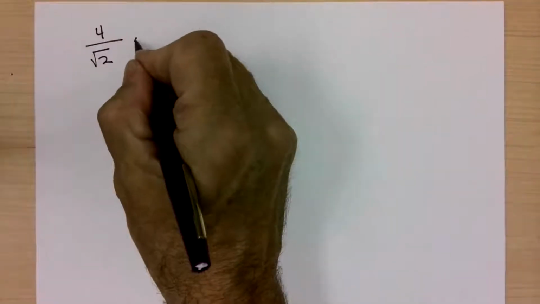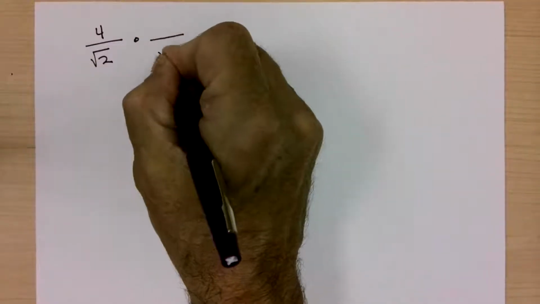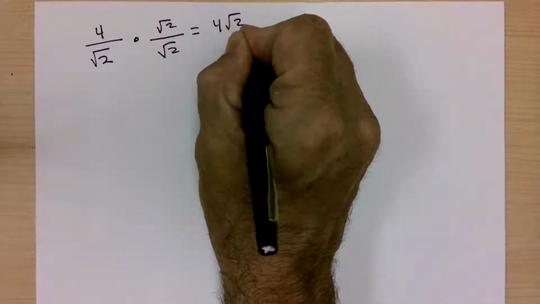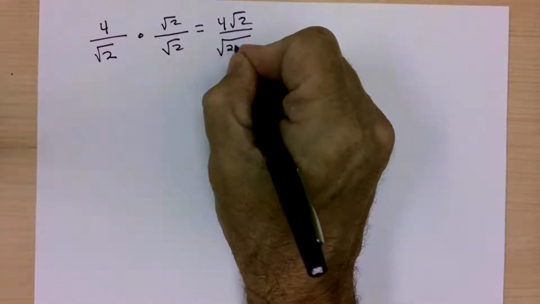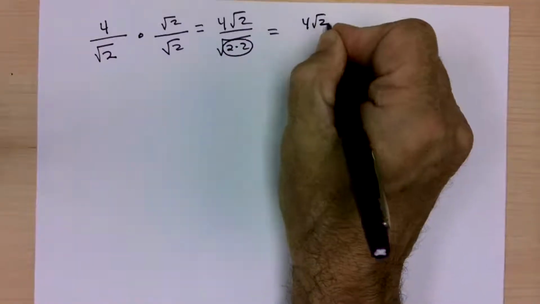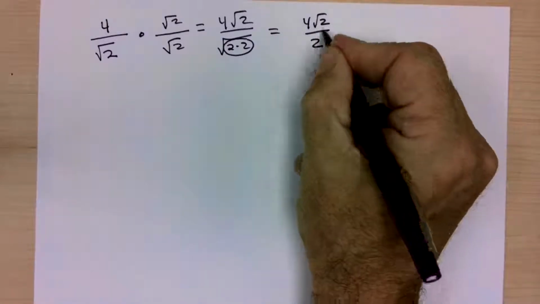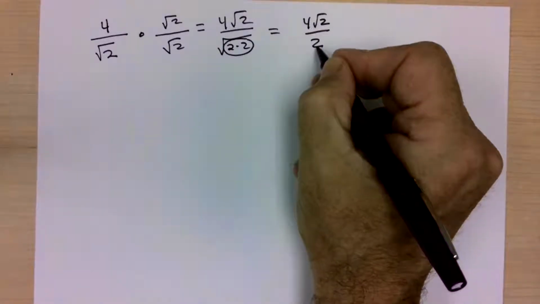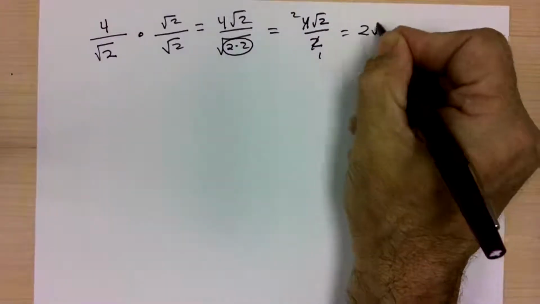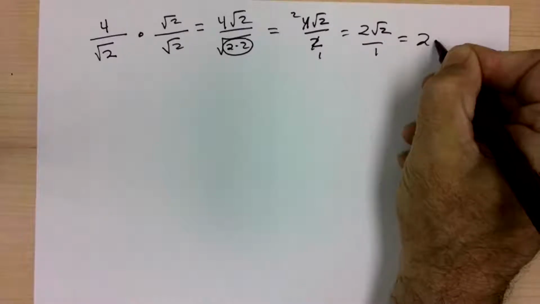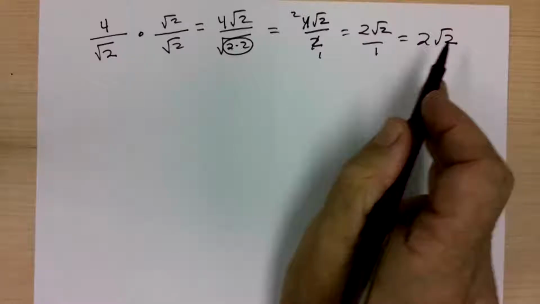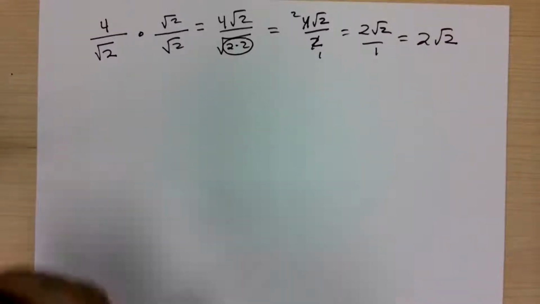I'm going to multiply top and bottom by the same number, multiply the bottom by root 2 and the top by root 2. That makes the top 4 root 2. That makes the bottom root 2 times 2, which of course the 2 comes out and becomes 2, so we get 4 root 2 over 2. Now this 2 and that 2 do not divide out, but the 4 and the 2 can. So 2 goes into 2 once, 2 goes into 4 twice. So we get 2 root 2 over 1, or 2 root 2. So notice we started with 4 over root 2. We wind up with 2 root 2.